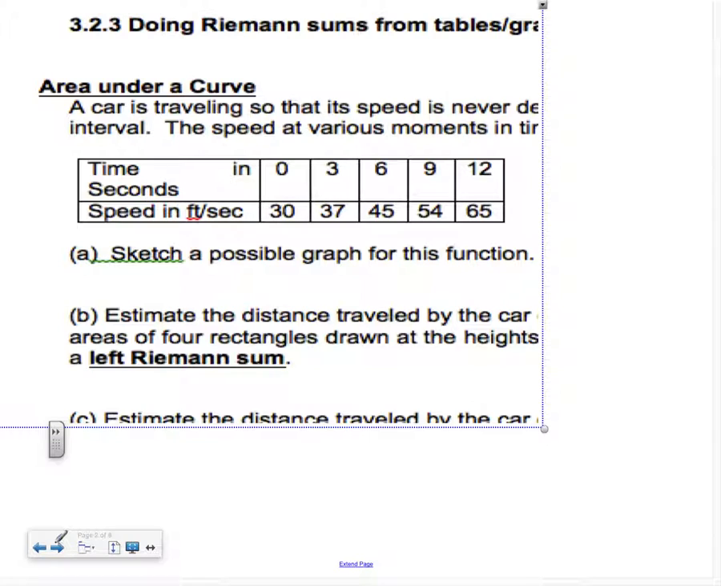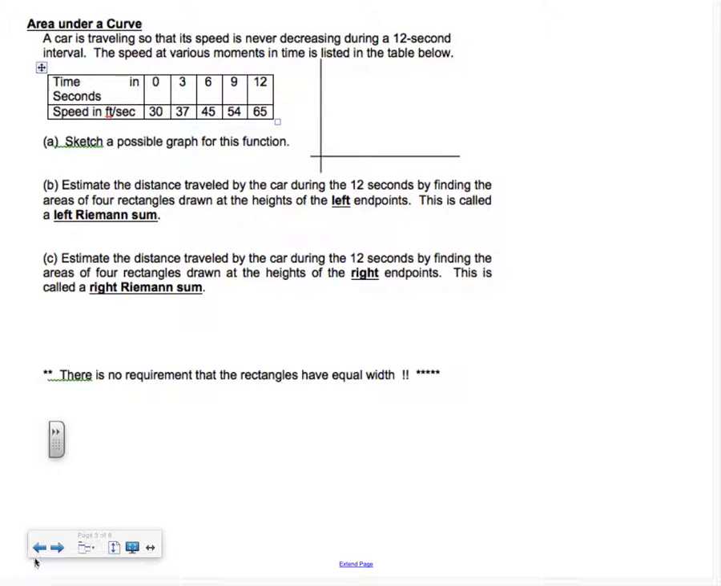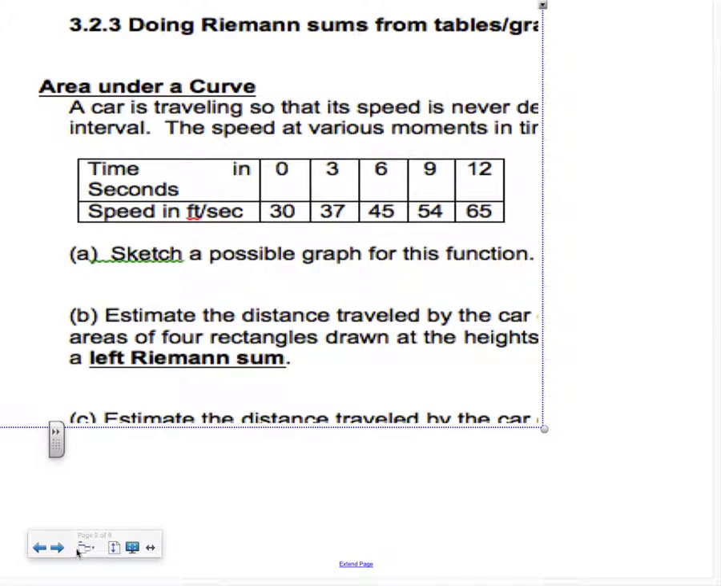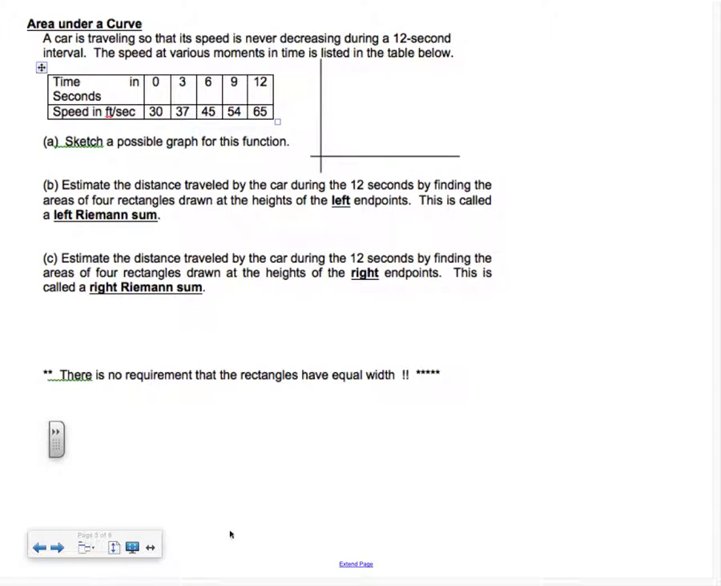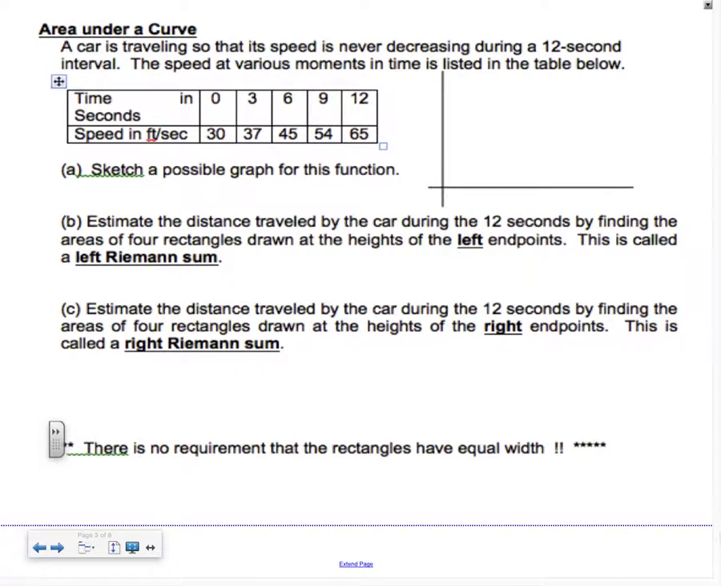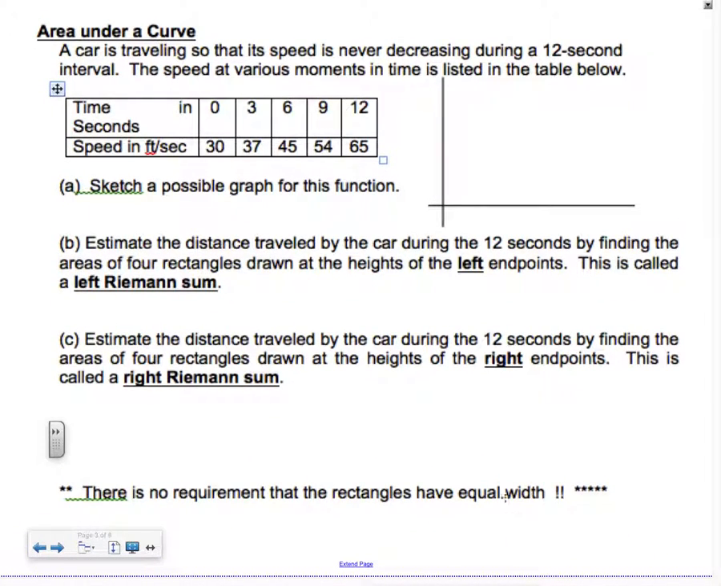Okay, one of the things that we've been talking about is Riemann sums. One of AP's favorite tricks is to give you a Riemann sum from a table. And this is an example of an old AP problem, or at least broken into parts, that you had to evaluate a Riemann sum from a table.